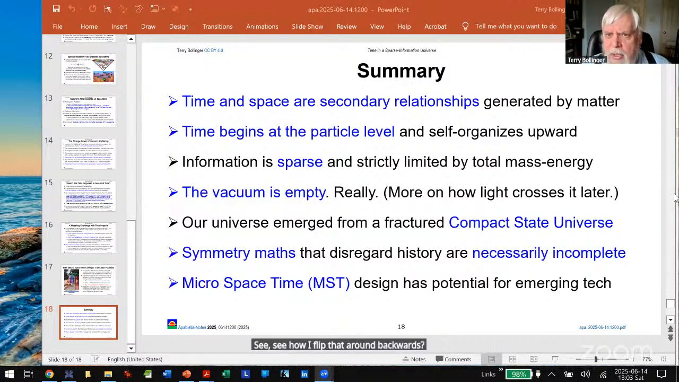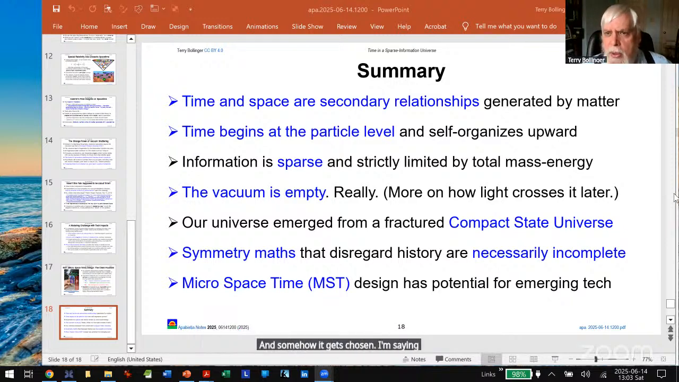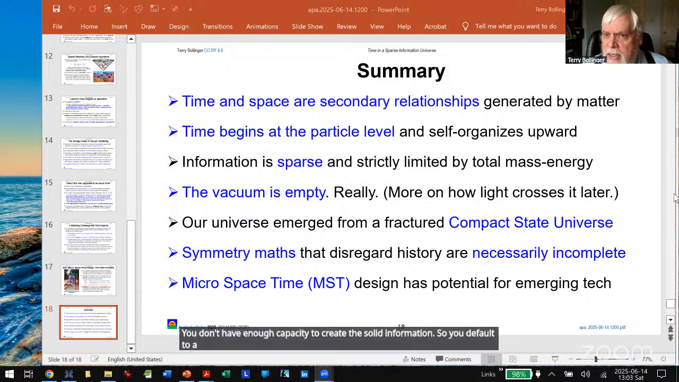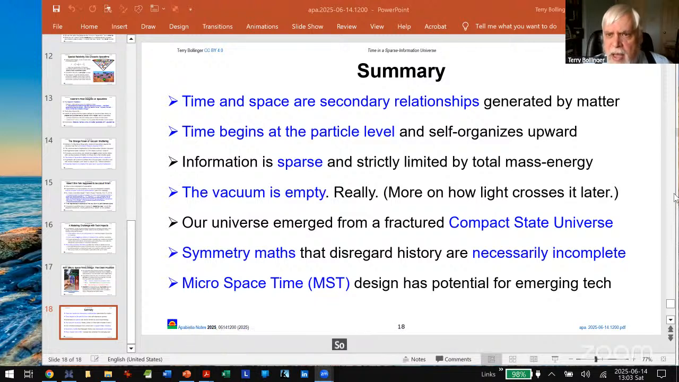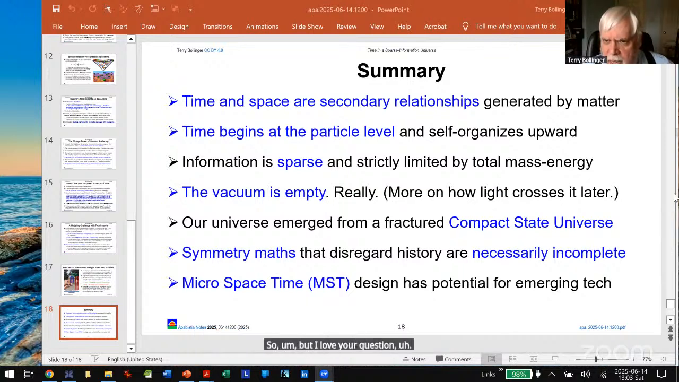We usually think of it as saying there's infinite information there and somehow it gets chosen. I'm saying no, it's just the other way around. You don't have enough capacity to create the solid information, so you default to a different set of physics. And that different set of physics is not trivial and is interesting and actually is the source of some of the things we call quantum computation. So they both have value, and we would like to access that deeper thing a little bit stronger. But I love your question. And the idea that there's a sea level, yeah, I'll just have to think more about that, but that's a good question.